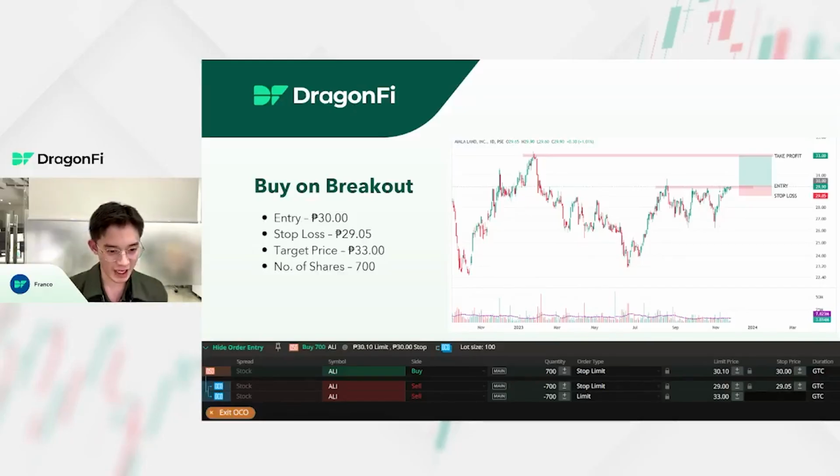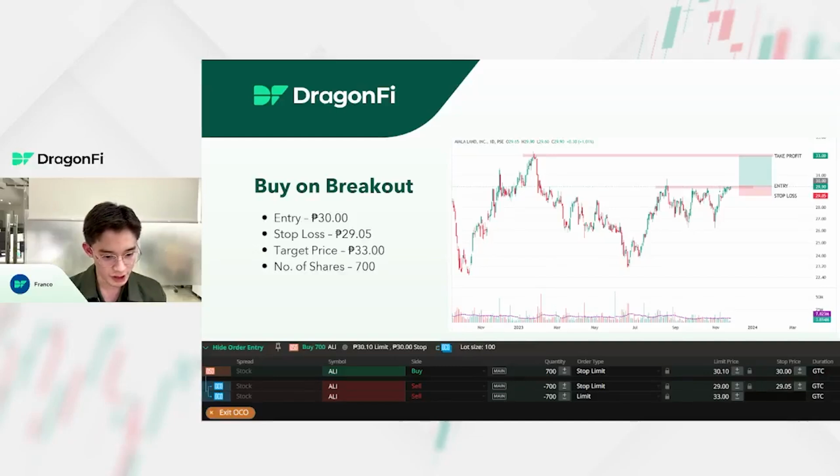So let's say you want to buy Ayala Land at the breakout, right? Here you can simply click exit OCO on the web platform. And then since you're buying on breakout, you want to set your initial trade as a stop limit order. So change order type to stop limit. And then you set your stop price at 30, your limit price at 30.10. That way you get filled immediately.